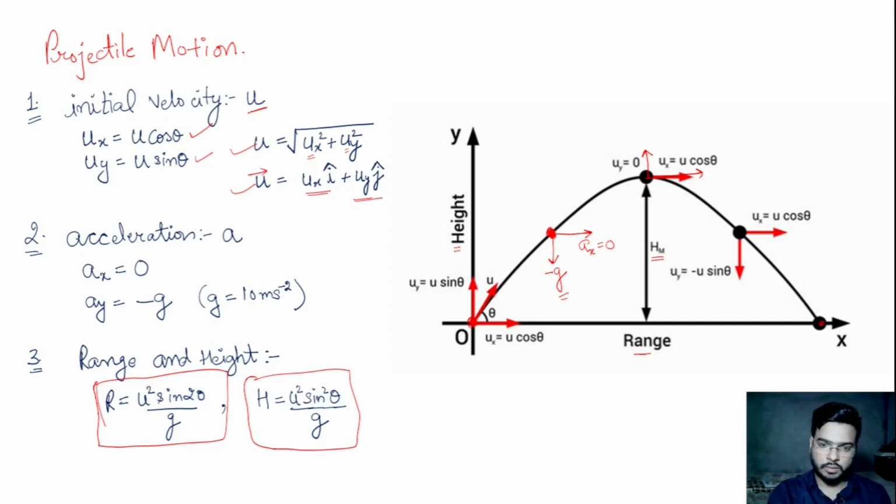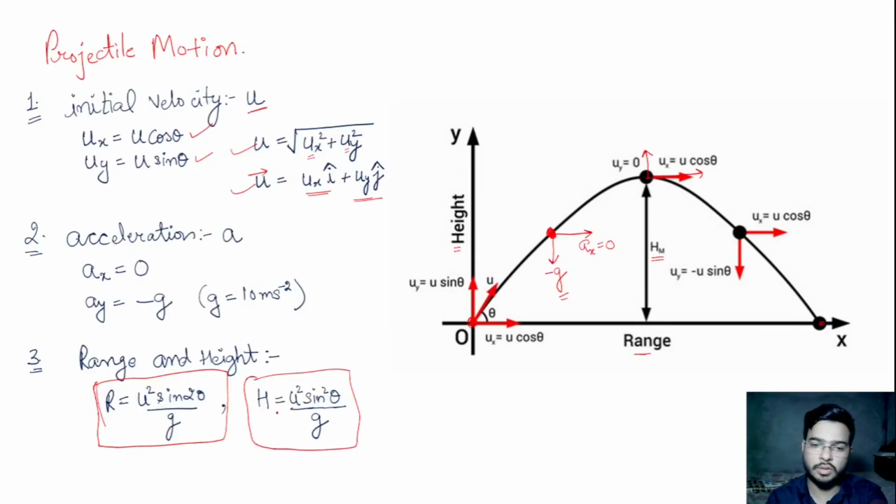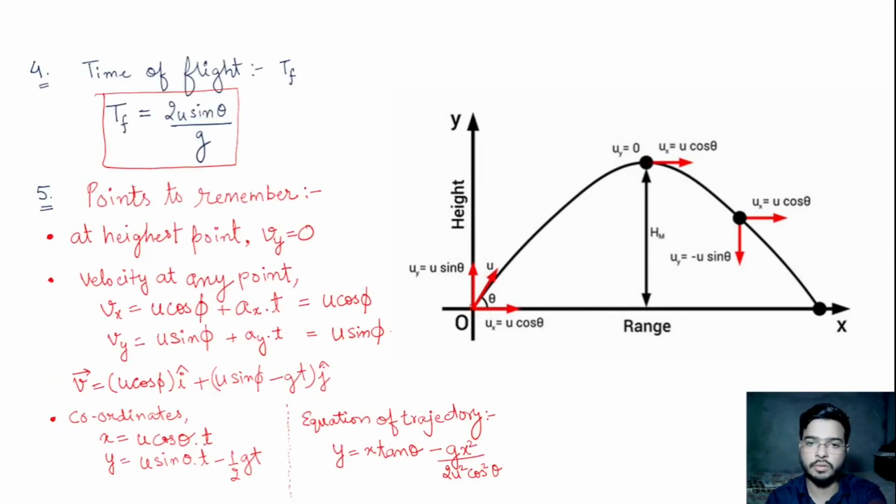Now in the next part we will discuss the time of flight. What do we mean by time of flight? Time of flight means when the object is moving from here to the final position here, the time for which the object is in air. So the time of flight, tf, is equal to u sine theta. Now the question is how these formulas arrived. So first of all, let us derive this.